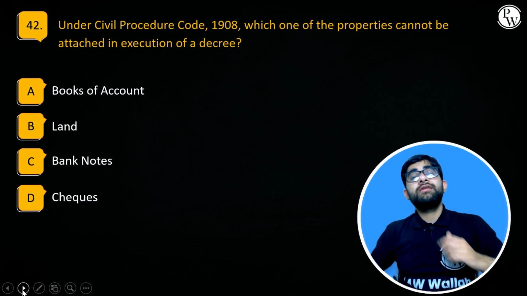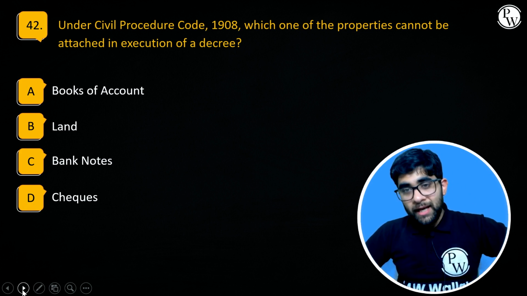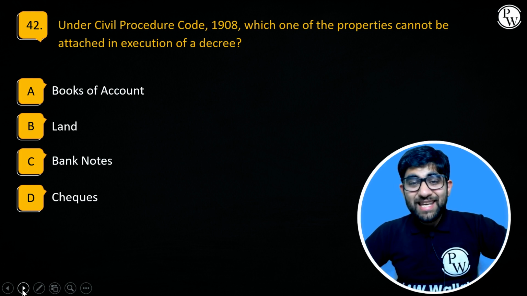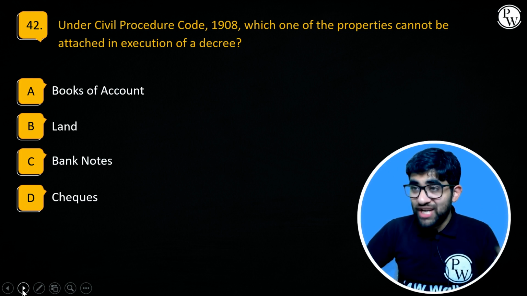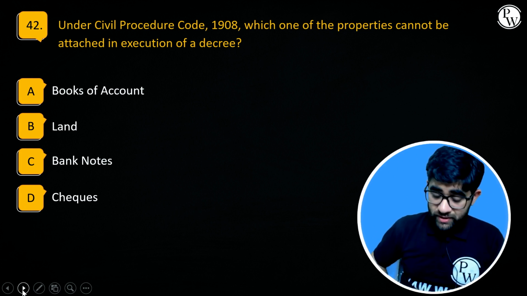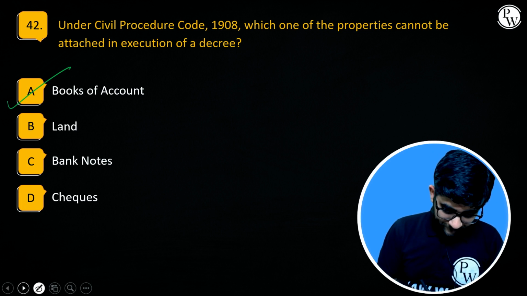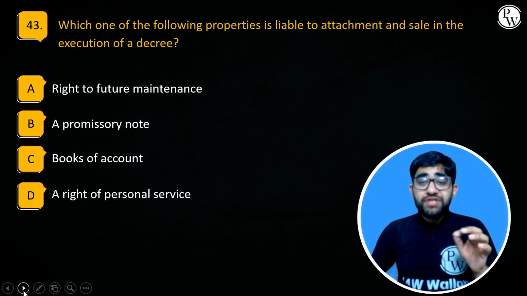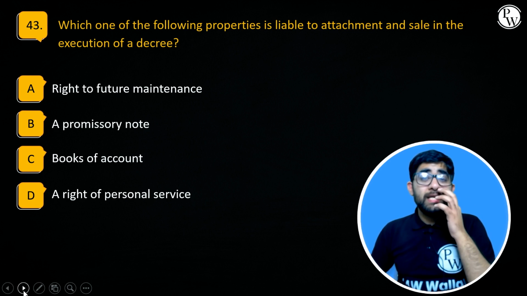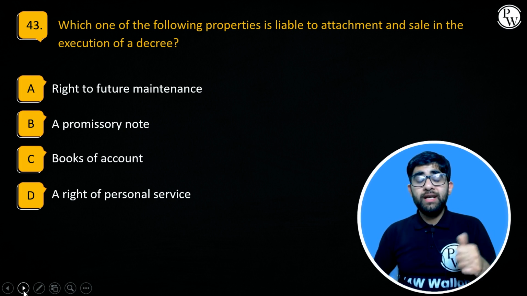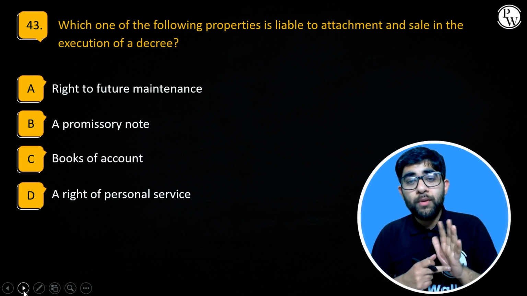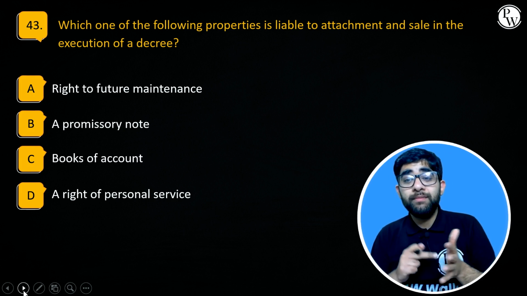Next, under Civil Procedure Code 1908, which one of the properties cannot be attached in execution of a decree? Books of account, land, bank notes or checks. Answer to this is books of accounts. Next, which one of the following properties is liable to attachment and sale in the execution of a decree? Right to future maintenance, promissory note, books of account, rights of personal service.